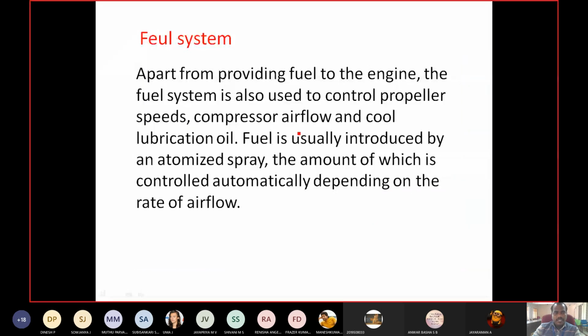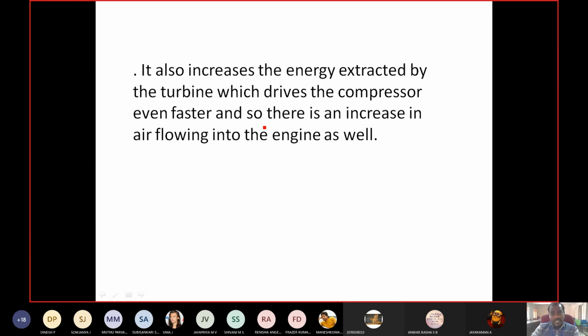Then we have the fuel system. Apart from providing fuel to the engine, the fuel system is also used to control propeller speeds, compressor airflows, and cool lubrication oils. So fuel is usually introduced by an atomized spray, the amount of which is controlled automatically depending on the rate of airflow. It also increases the energy extracted by the turbine, which drives the compressor faster, and so there is an increase in air flowing into the engine as well.